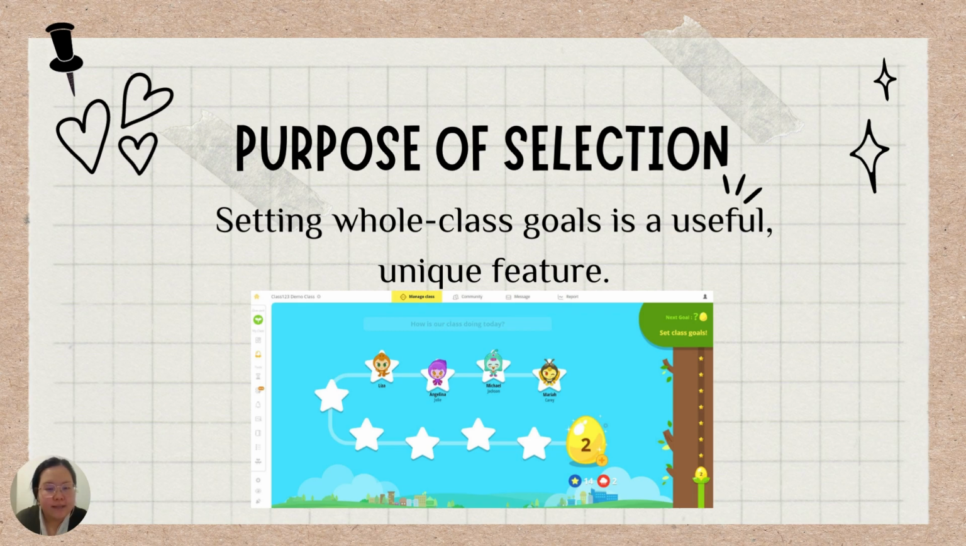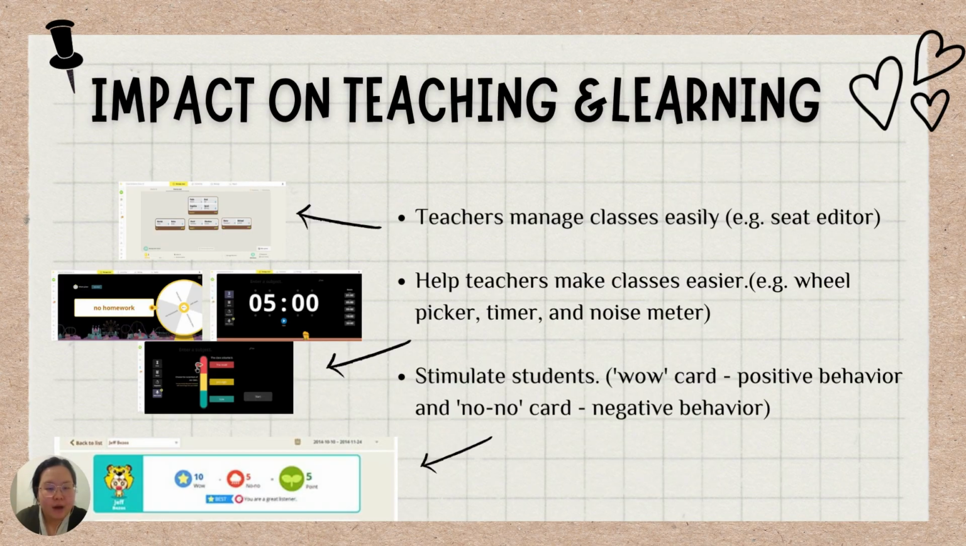The reason why I selected this tool is that setting a whole class goal is a useful, unique feature. Students can earn a golden key when a certain number of wall cards are awarded, leading to whole class buy-in and community rewards. So how do these tools impact teachers and students?